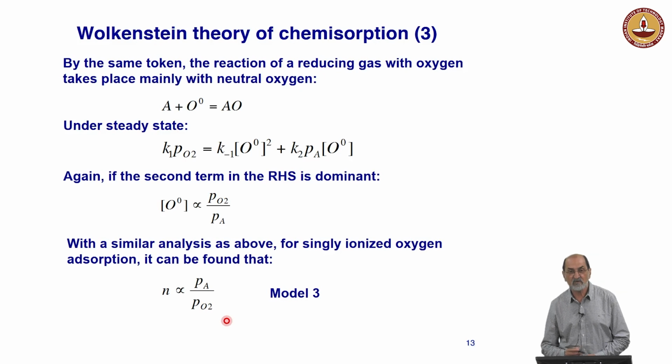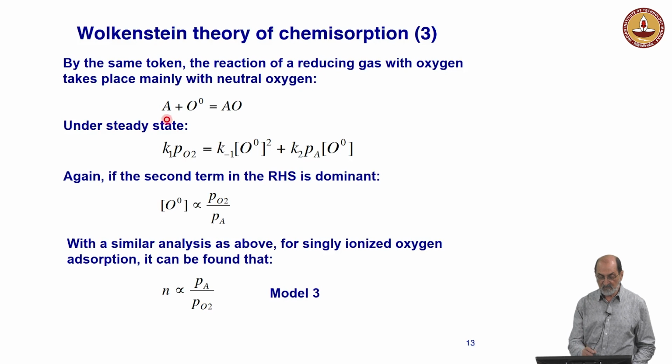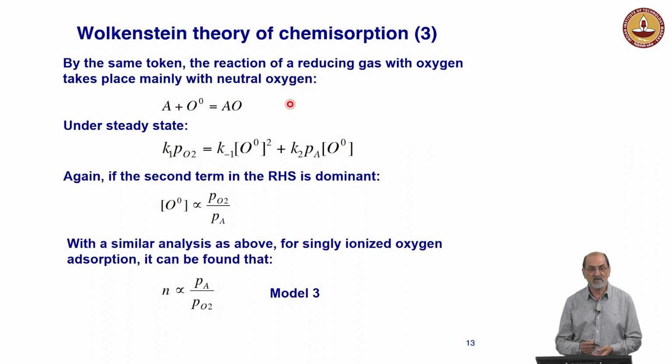Problems start when you introduce a reducing gas. Because now, as we saw before, the reducing gas takes oxygen from the surface, and in the same way that oxygen can dissolve, the reducing gas can only take a neutral oxygen, because if it takes a charged oxygen, it has to liberate an electron, and that electron has to go to the conduction band, and that takes a lot of energy. So the removal takes place through neutral oxygens.